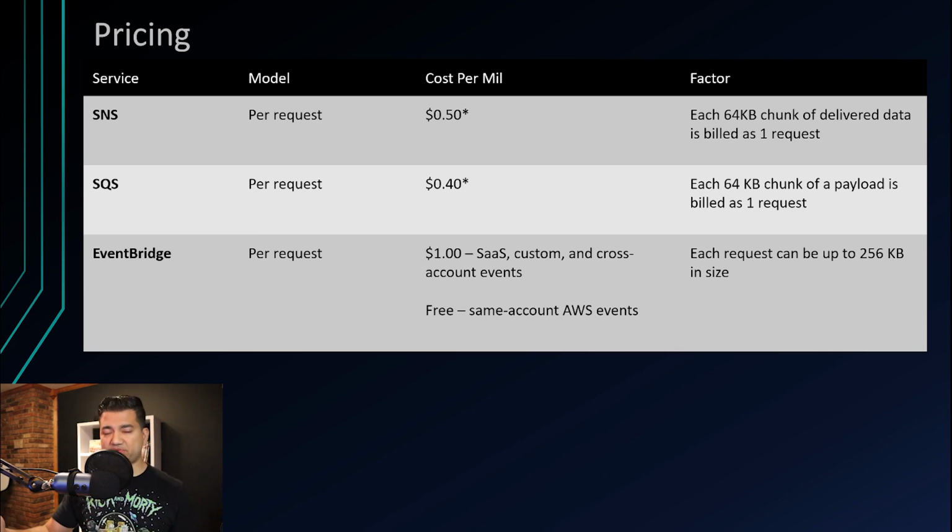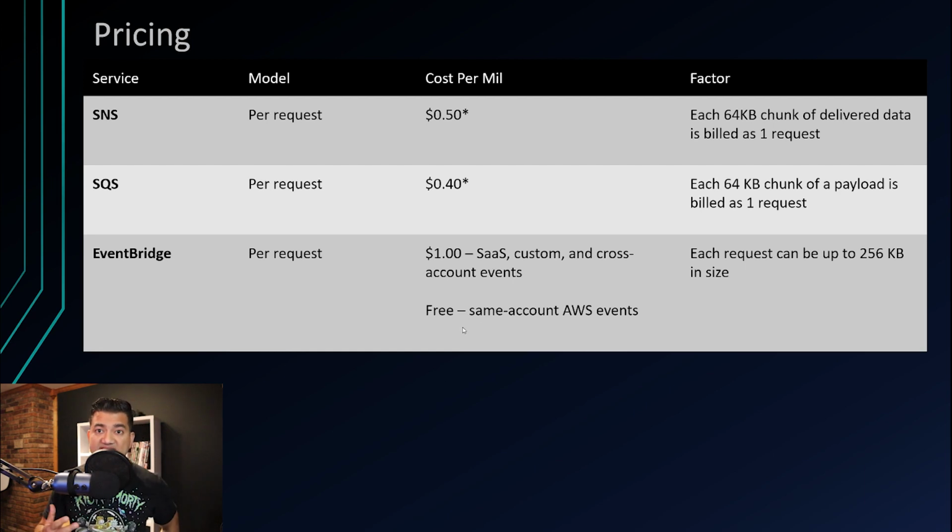So SaaS is pretty self-explanatory. So those are third-party integrations, Datadog, Zendesk, etc. Cross-account events are also pretty self-explanatory. Custom is when your application is creating a message and putting it into EventBridge. Same account AWS events are free.